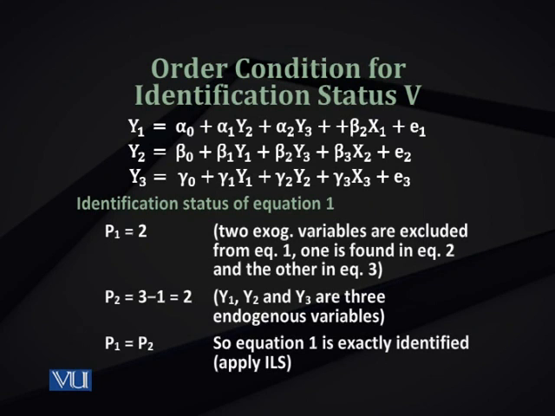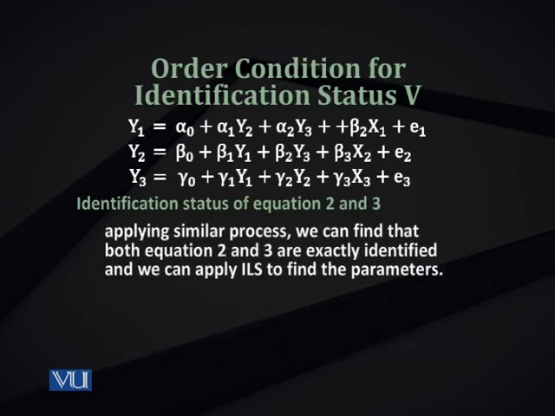So if you quickly, by using paper and pencil, try to get the values of P1 and P2 for the rest of the two equations, you will quickly notice that all three equations in this model are exactly identified. So what the order condition tells us is that we just compute the values of two parameters and compare them, and without solving the model, we can quickly decide about the identification status of each equation separately, and we save time for solving the model.